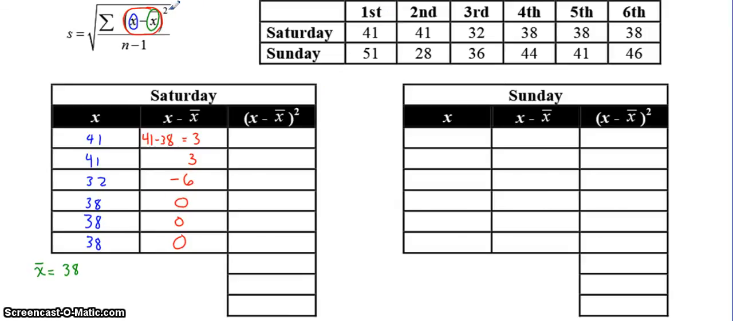The next step is to square all of those values. So 3 squared is 9, 3 squared is 9, negative 6 squared is 36, and 0 squared is 0. The next step is to add all of these values up. So here you're going to label this as the sum. If you were to add all of these values up, you get 54.